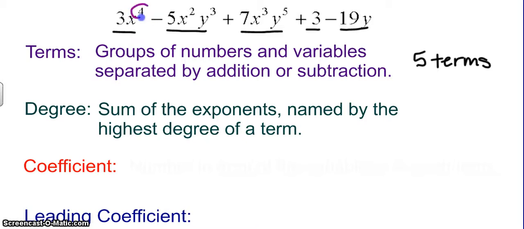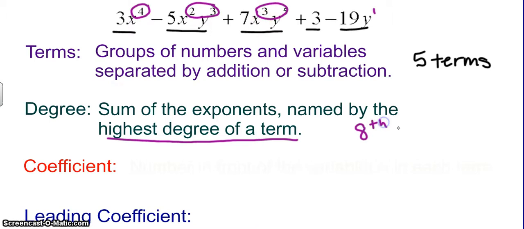Here we have an exponent of 4. This would make an exponent value of 5, this one of 8, this one of 0, and this one of 1. So each term has its own degree value, but then we name the overall polynomial by the highest degree of any one term. So we said this term had a degree of 8, so we would say that this is an 8th degree polynomial.